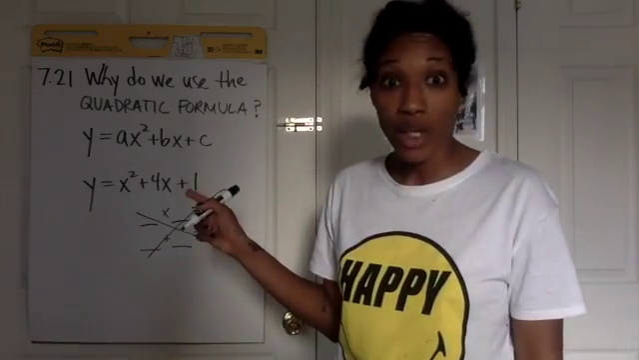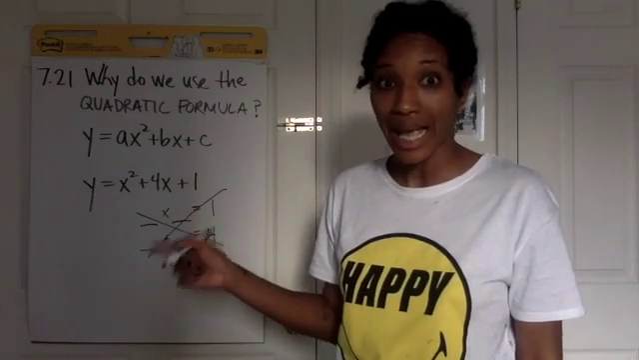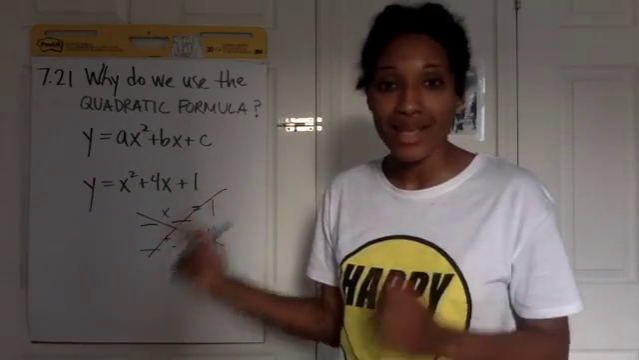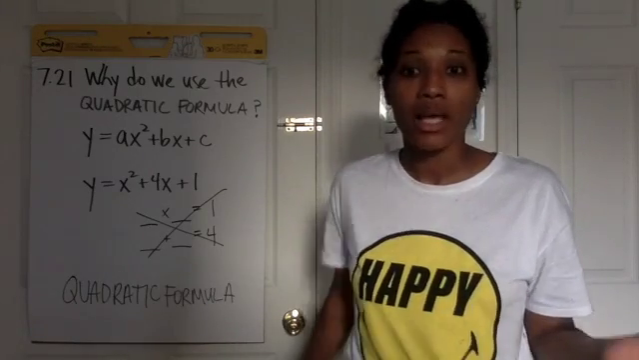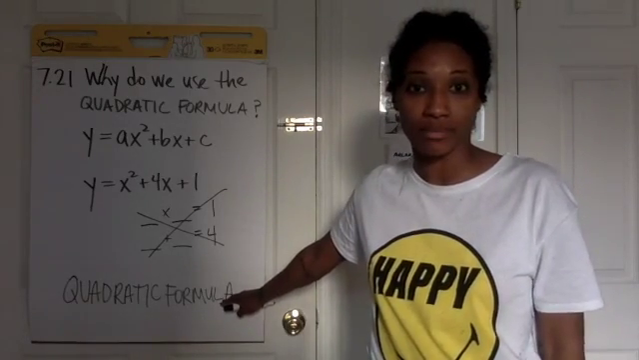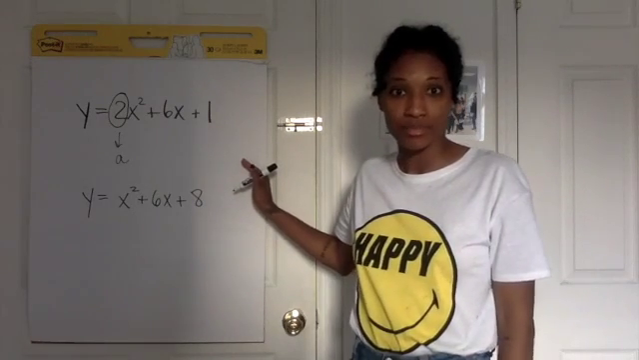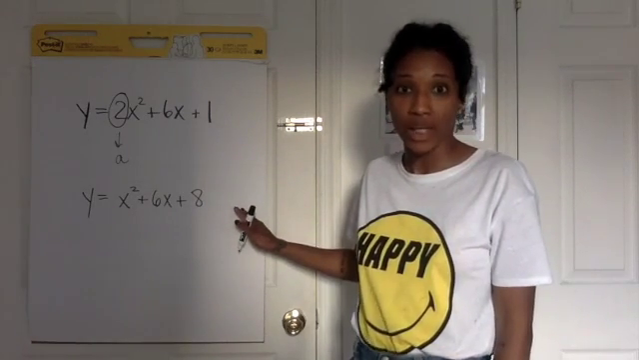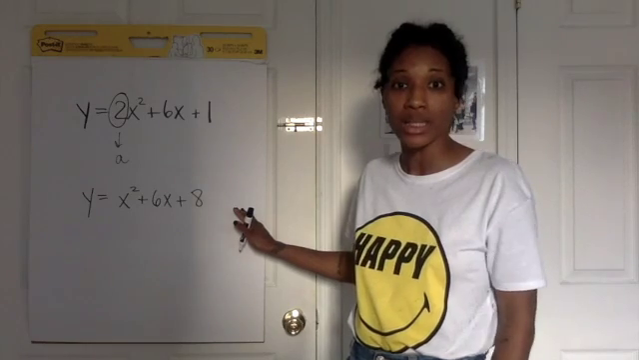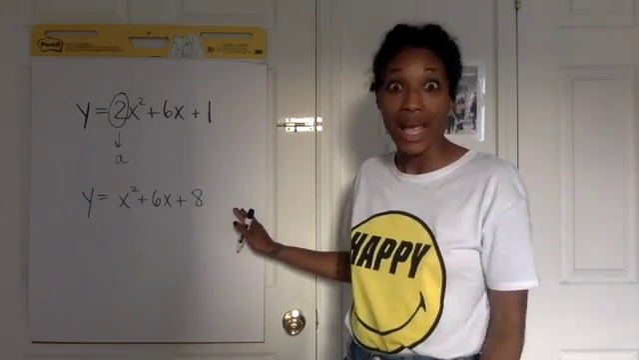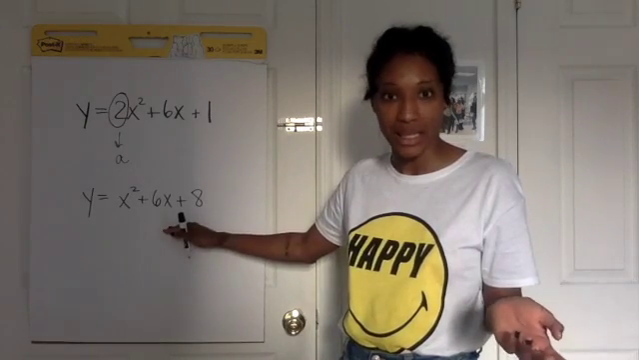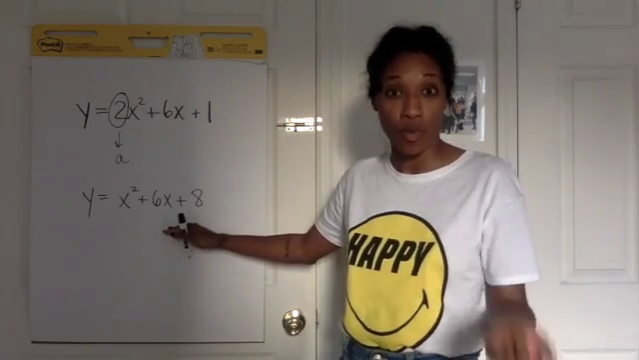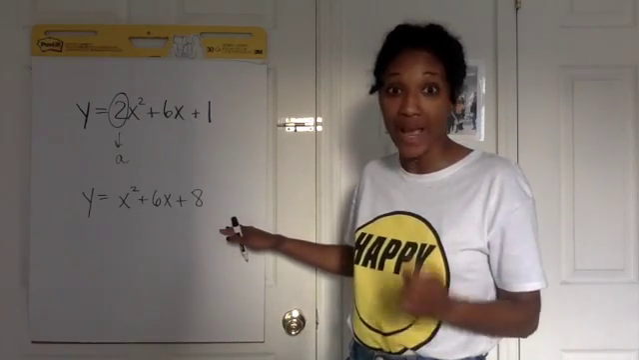But this quadratic equation does cross the x-axis and has roots. This is when I'm going to want to use the quadratic formula. If we can't fill in the blanks, then we're going to use the quadratic formula. Let's take a look at another example. In my bottom quadratic equation, I have x squared plus 6x plus 8. And I can think of two numbers that multiply to 8 and add to 6. Those numbers would be 2 and 4. So this equation I can factor.